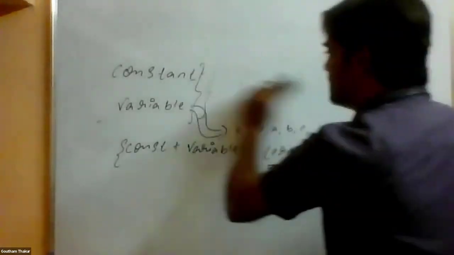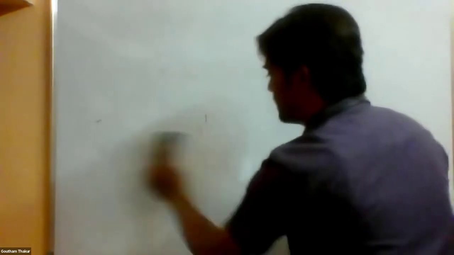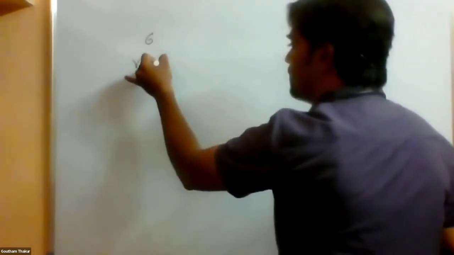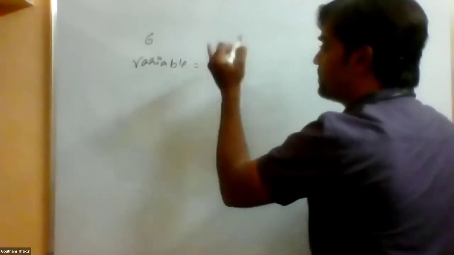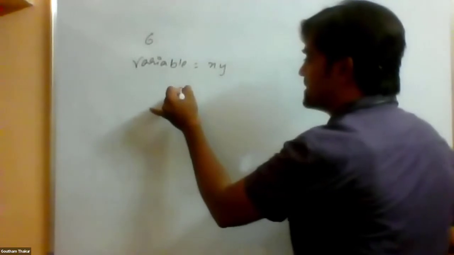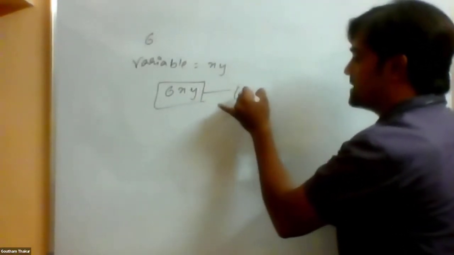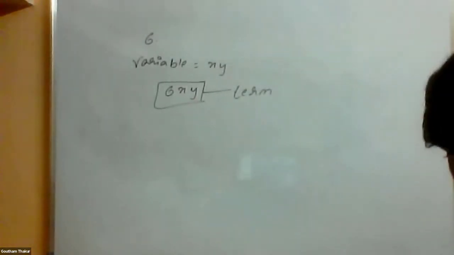Let me go with a few examples, I think that will give you a much clearer picture. For example, I have a constant term, say 6, and a variable term, say xy. The combination of the constant and the variable, 6xy, put together, I call it a term.